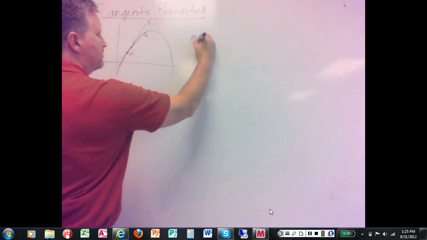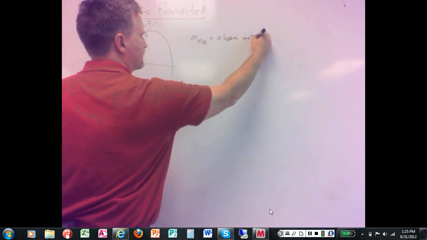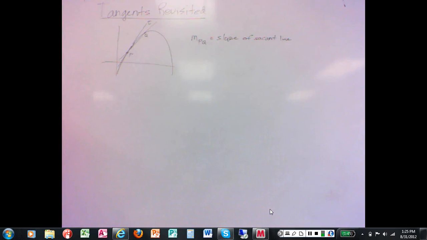So MPQ is the slope of the secant line. And so what I did was then I took those Q points closer and closer and closer in to P here, and eventually that would narrow it down to the slope of T. That's how I determined what the slope of my tangent line was.